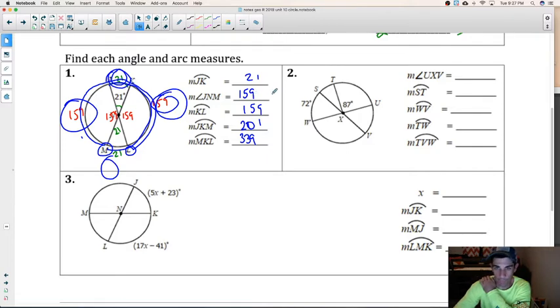Let's jump to example number 2. If you keep that same thing in mind, what I've noticed is students always have a lot of trouble trying to figure out who's going to be vertical. What I always like to say is you look for the x or look for a straight line.